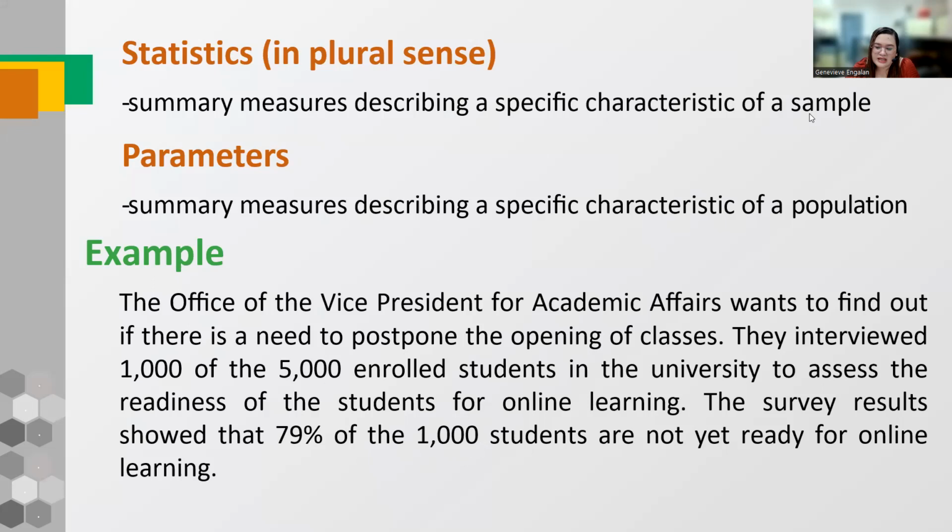Okay, it is a statistic, because the 79% is from the sample. So 79% is a statistic. It describes the sample, not the 5,000. It is 79% of 1,000, and the 1,000 is a sample.